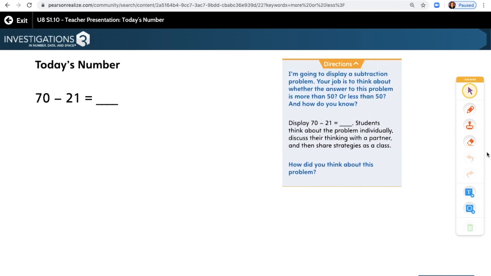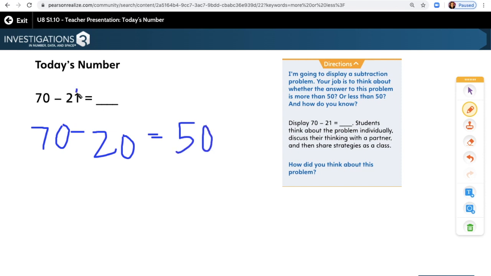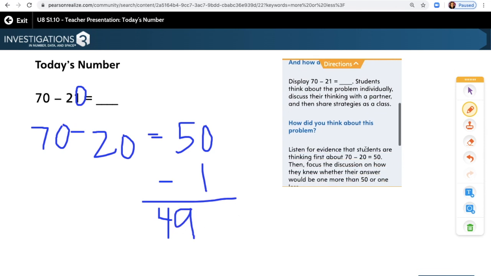So you might start by taking 70 in your head and subtracting 20, which equals 50. But we have to subtract one more. So the answer is going to be less than 50 because we get 49, right?